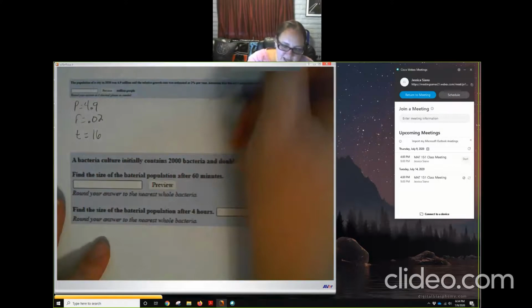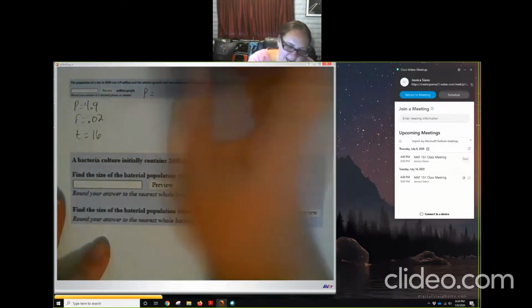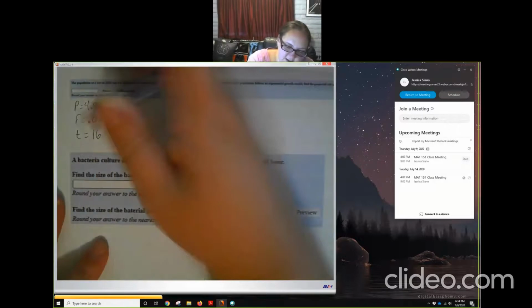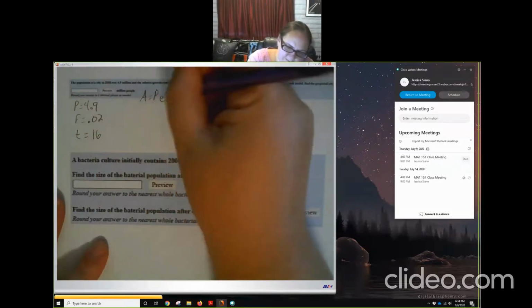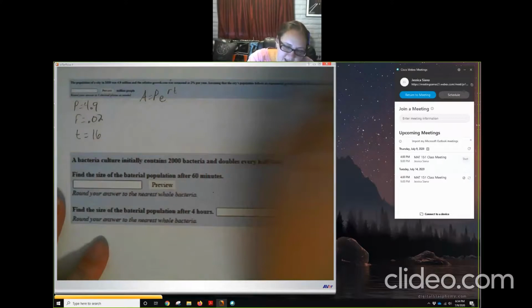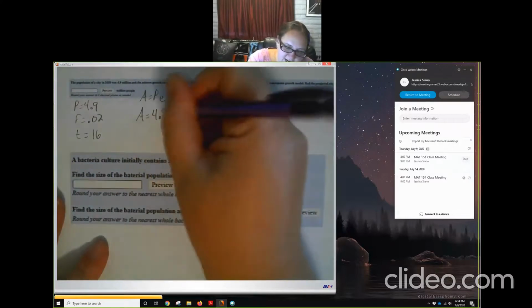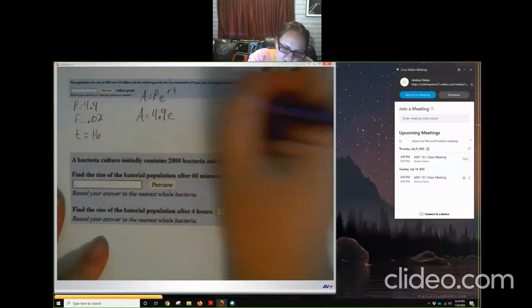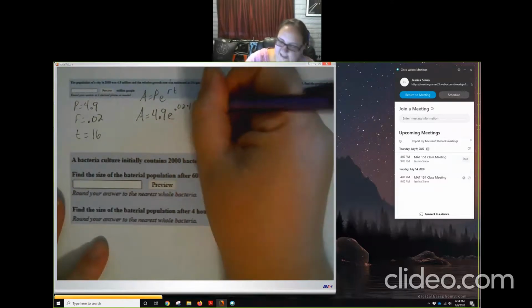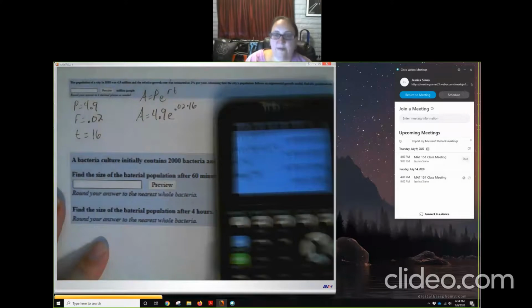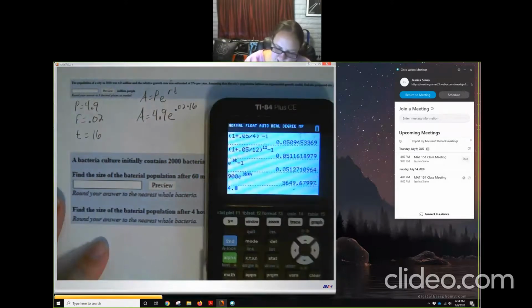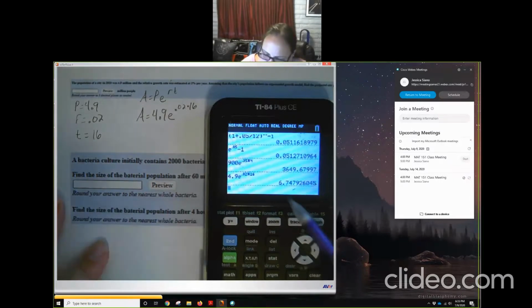And for a problem like this, we're going to continue to use that A equals P e to the rt. So A equals 4.9 e to the 0.02 times 16. So then we would have, to 3 decimal places, 6.748 million.